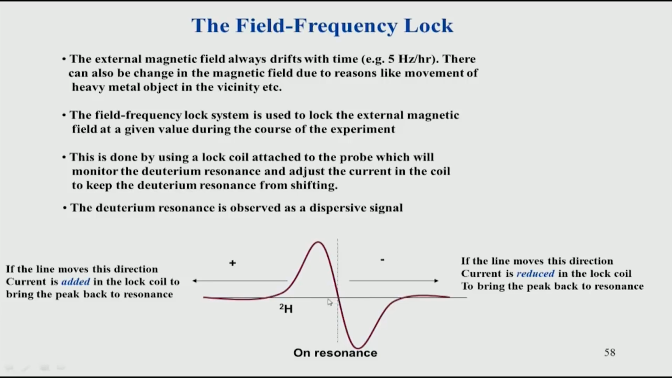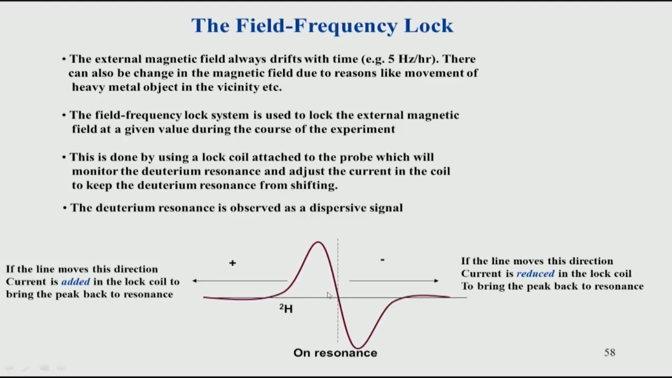For example, if it moves in the left direction, a current is supplied so that this peak goes back in this direction, because when you supply a current you are applying a magnetic field. So if the main magnetic field shifts by some amount, you can nullify it by applying a small current in the negative direction and move the peak back. Similarly, if the peak moves in this direction, you can apply a little extra current so that you add to the magnetic field and it comes back here. This is done in real time.